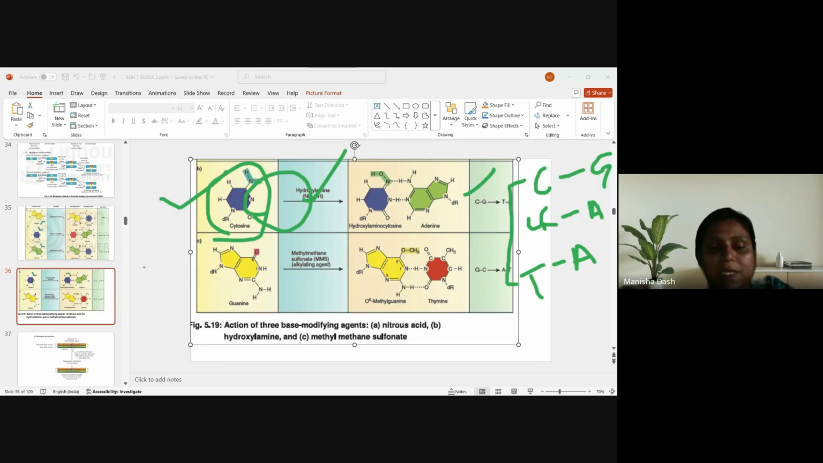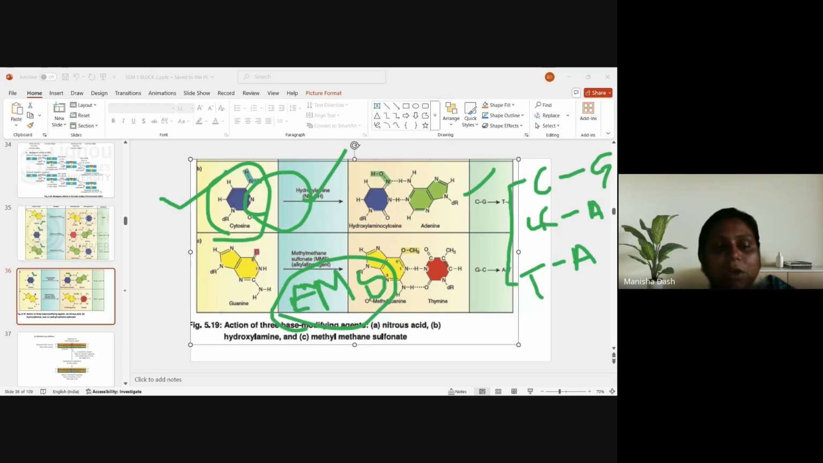Similarly, there are other base modifying agents like MMS, methyl methane sulfonate, or EMS. EMS, ethyl methane sulfonate, is a very commonly used mutagen for many kinds of experimental procedures. They all modify the existing DNA bases, changing their bonding capacity.